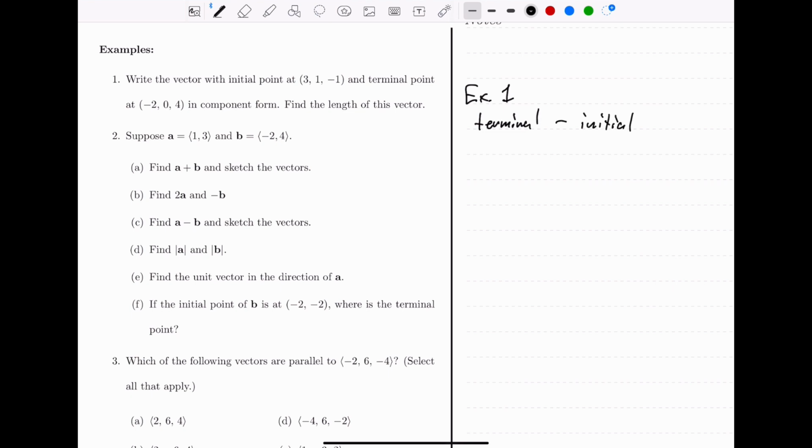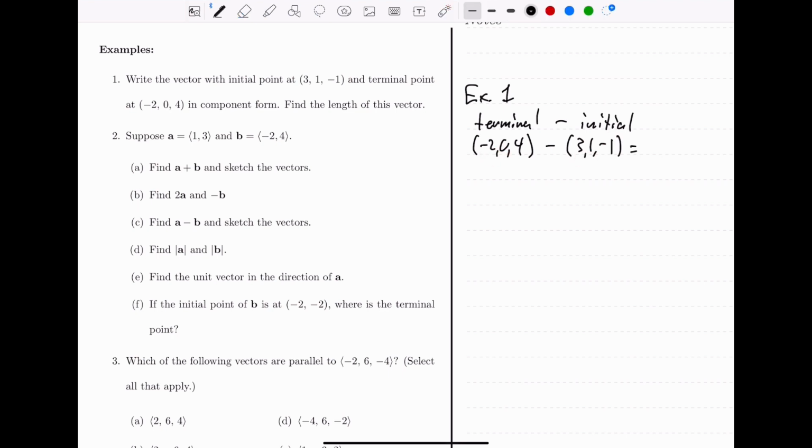My notation is going to be a little bit sloppy here. This really isn't great notation that I'm going to use, but I think it helps to get the point across, so I'm going to write it down anyway. I'll take the terminal point, negative 2, 0, 4. This is a point, it's not a vector, and I'm going to subtract off the components from the initial point, 3, 1, negative 1. And I'm going to subtract these just coordinate by coordinate.